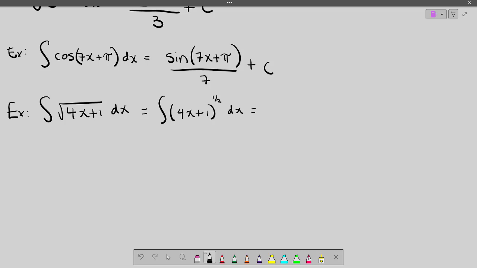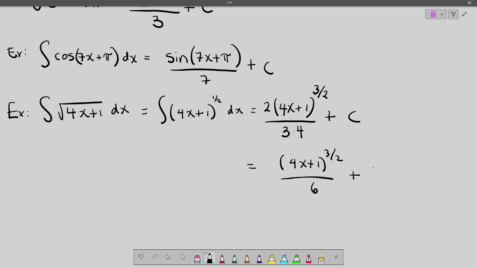The base, what's in the parentheses, what's in the root, it's all linear, so we know we can use reverse chain rule. So this will be 4x plus 1. We add 1 to the exponent, that's 3/2. Divide by 3/2 means multiply by 2/3. And then we have to also divide by 4, so we'll multiply the 3 in the denominator by 4. So we would end up with 4x plus 1 to the 3/2, all divided by 6, plus c.